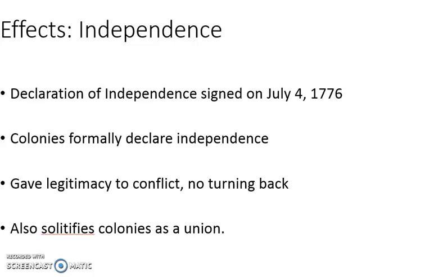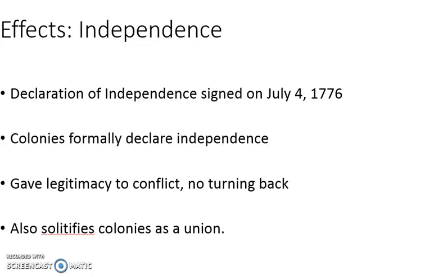This gave a lot of legitimacy to the conflict, because before it was just a few battles, but this makes it an all-out war, and there's no turning back at this point. This also solidifies the notion that if we do become independent, we're going to be a union, instead of the colonies becoming 13 separate countries.